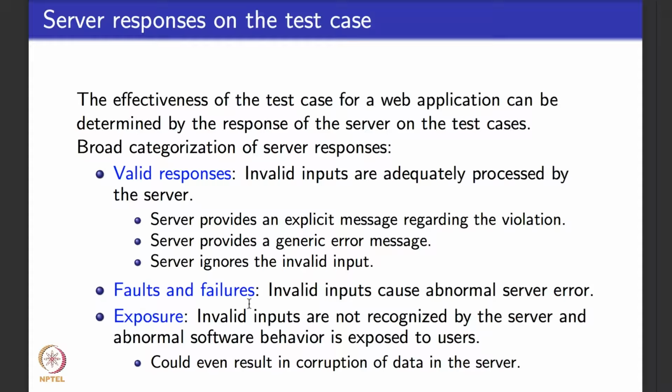The second categorization of server responses could result in a fault or a failure. A fault is an internal fault; it may or may not propagate to being visible in the output. A failure propagates to being visible in the output. In both cases, there is a server error and it is abnormal in nature.